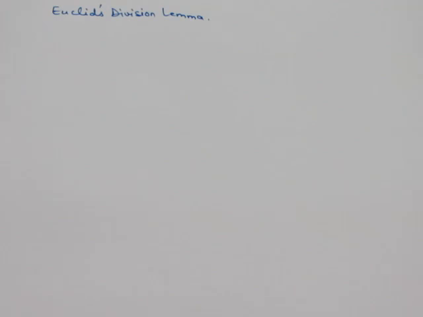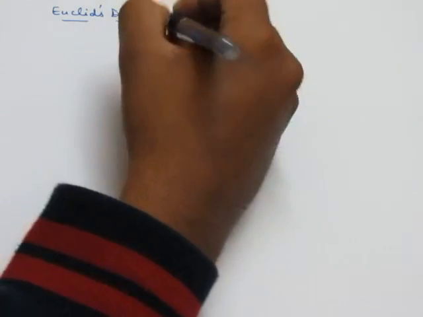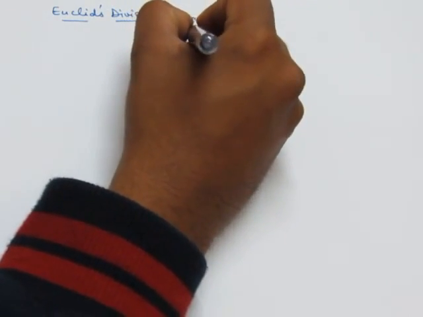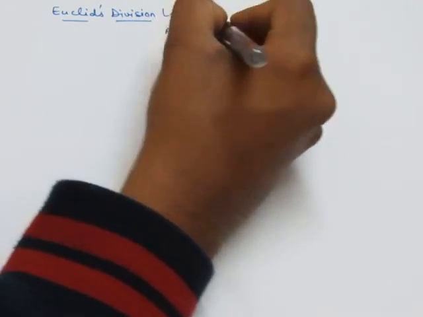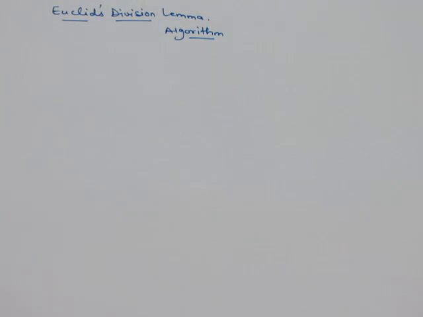So Euclid division lemma, we all know what it is, right? In the last class we saw that. And today we'll see about Euclid division algorithm. And two words are common in these, Euclid division, and now we have algorithm, Euclid division algorithm.